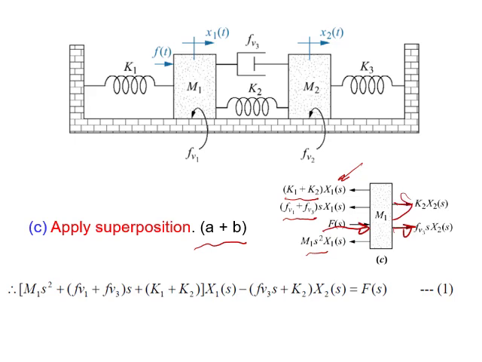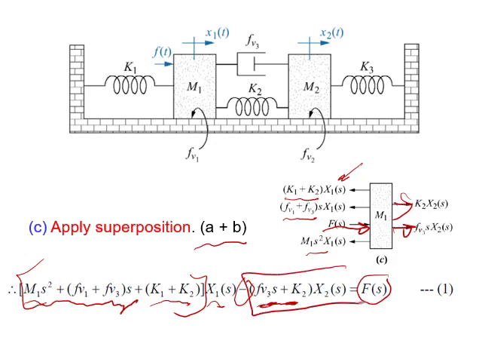So when I want to translate it to a mathematical expression, it's going to look like this: (M1 s squared plus (FV1 plus FV3) s plus (K1 plus K2)) X1(s) minus, notice here, minus, because they are in opposite directions, (FV3 s plus K2) X2(s) equals F. If you look mathematically, you will find these elements all in opposite directions. But since F is on the other side of the equation, that's why it's positive. The force F and these forces are going in the opposite direction as compared to these elements.